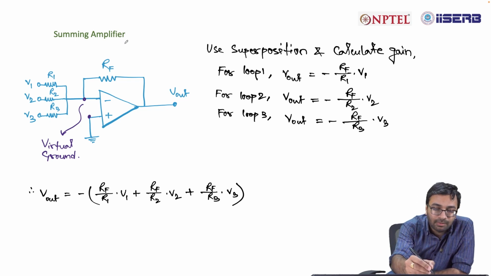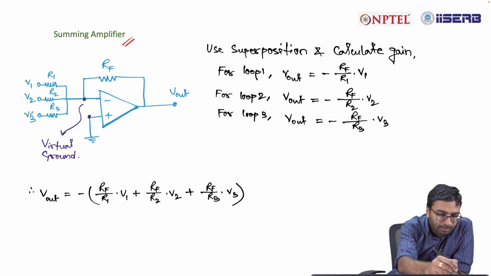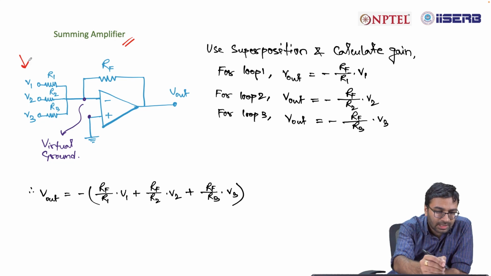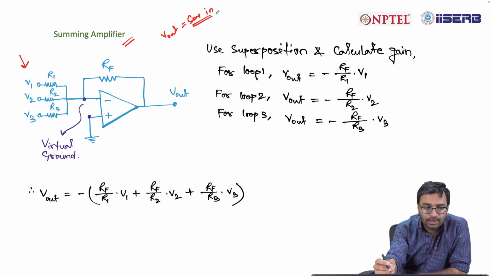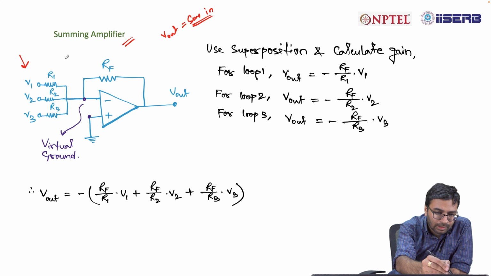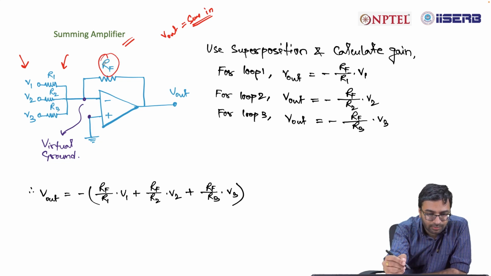So, this is a summing amplifier. In this case, your target is to sum multiple inputs. For example, say you have 3 different inputs V1, V2, V3, and you want a V out that should provide the summation of the inputs. So, they are connected the way it is shown in the circuit. V1 is connected to a resistor R1, V2 is connected to a resistor R2, V3 is connected to a resistor R3, RF is your feedback resistor.